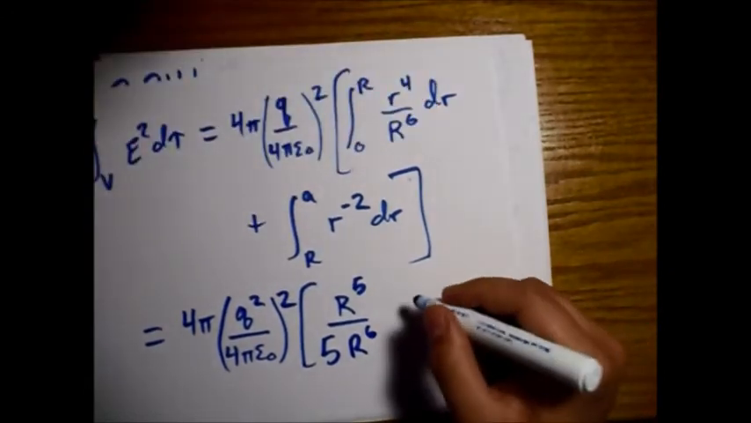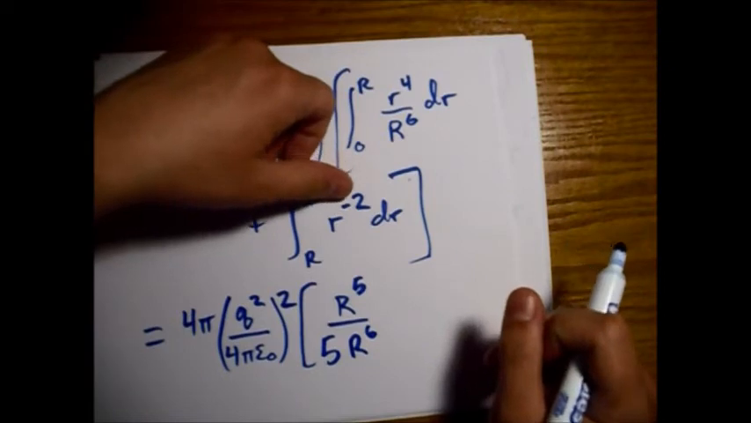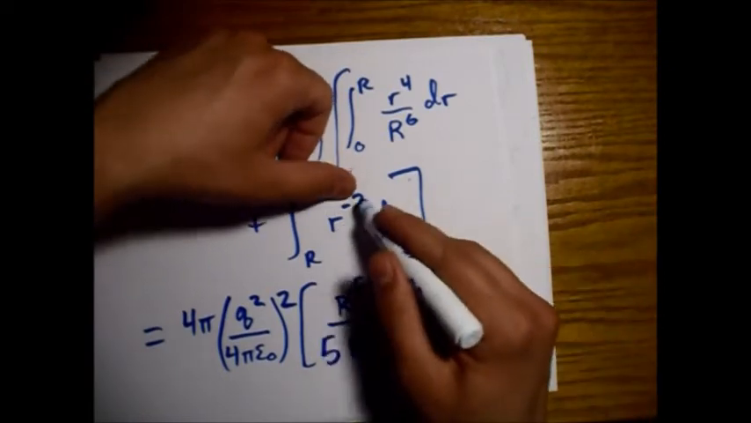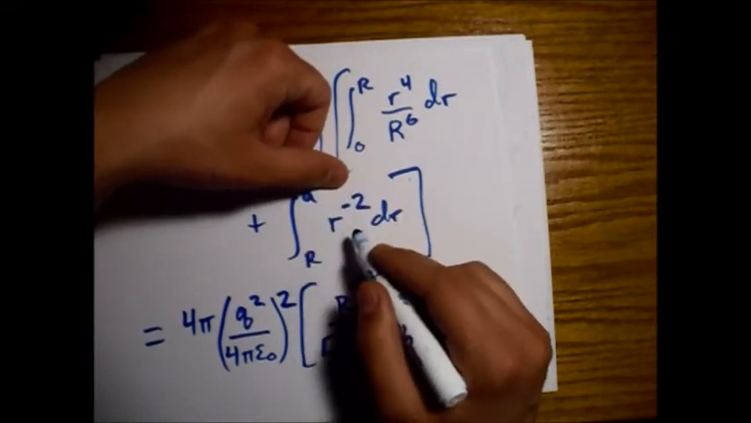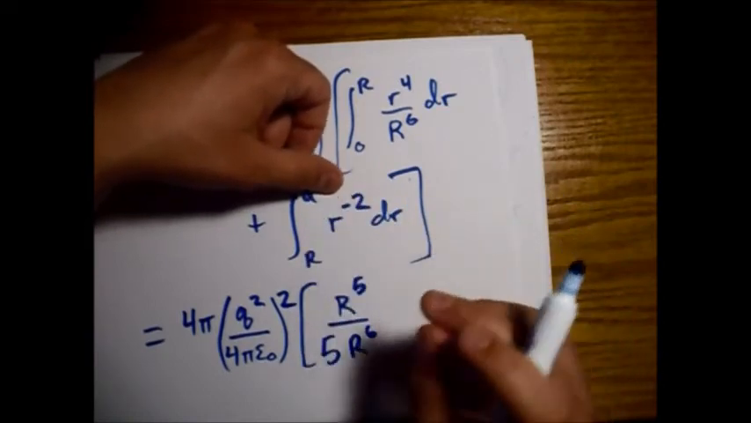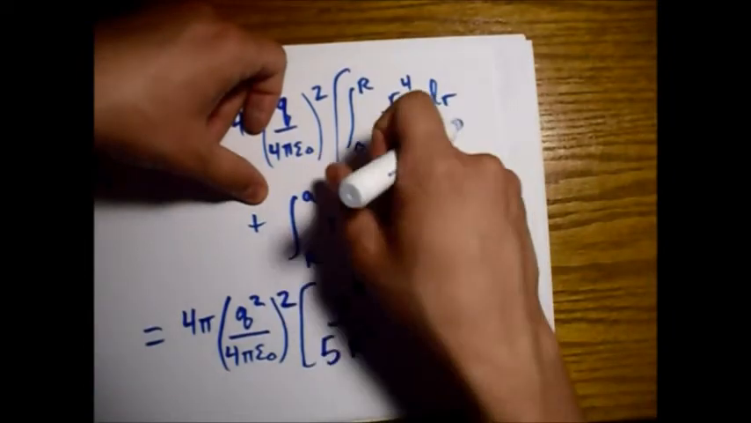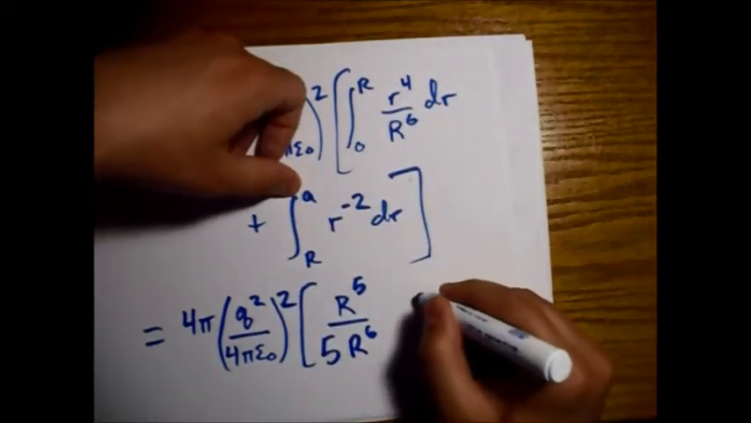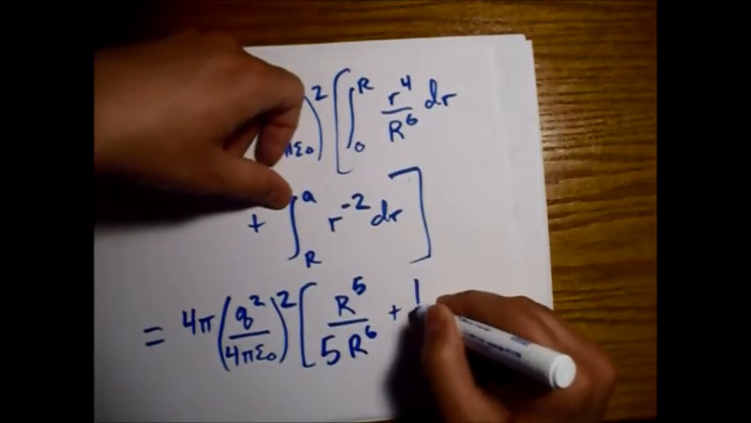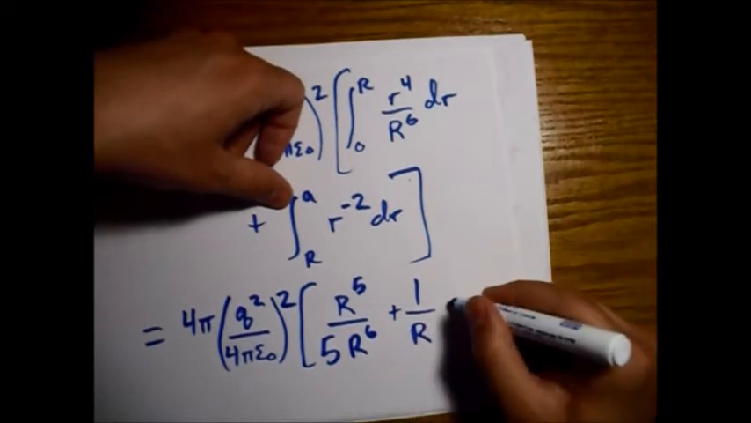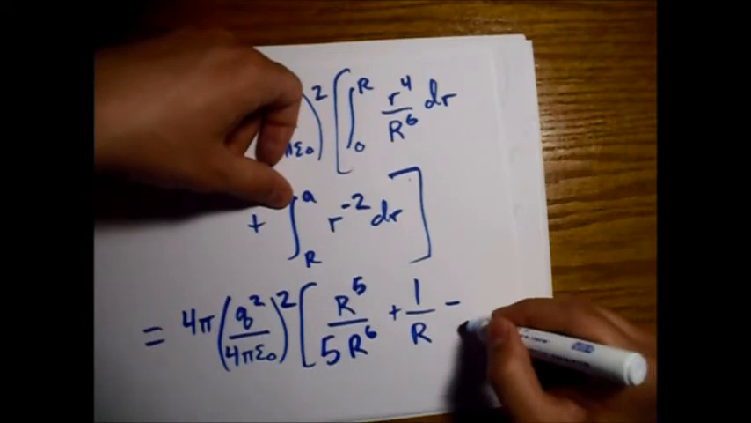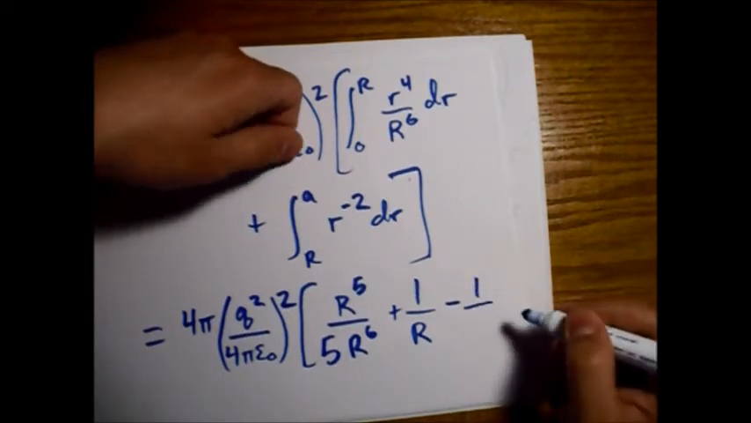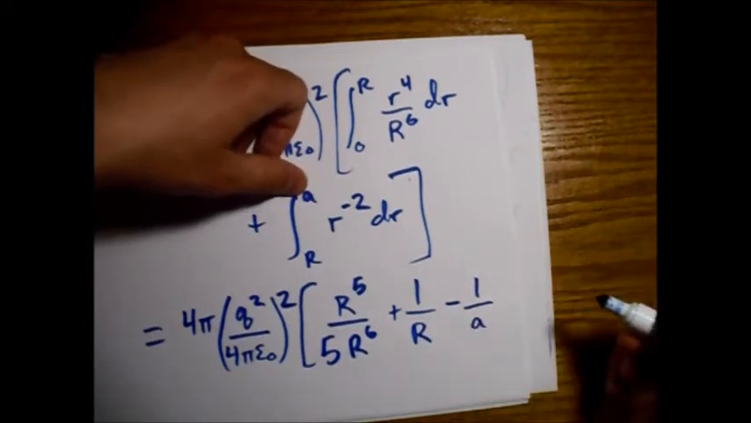Now the other one's a little tricky. Again, in here, we'll get a minus r to the minus 1 when we integrate. And then we'll take the minus sign out and flip this. So we have a plus 1 over r. And last time we had a 1 over infinity here, but this time our limit of integration is a.